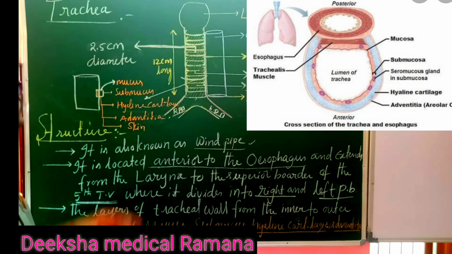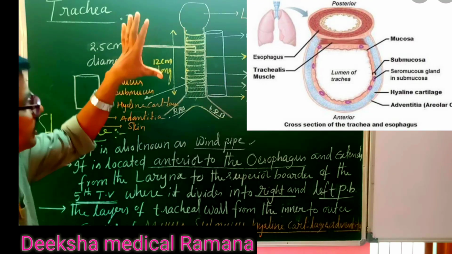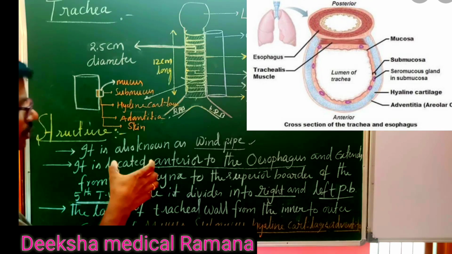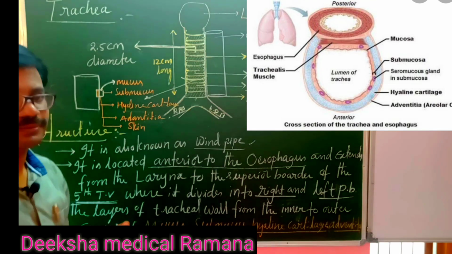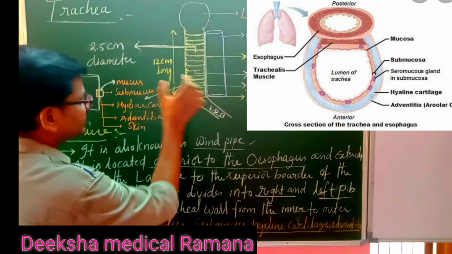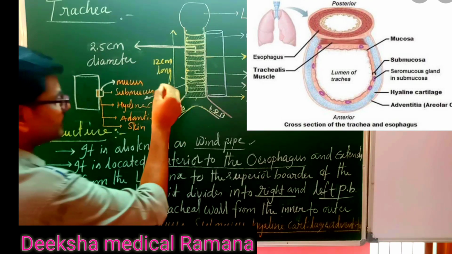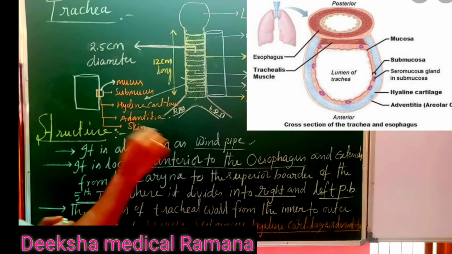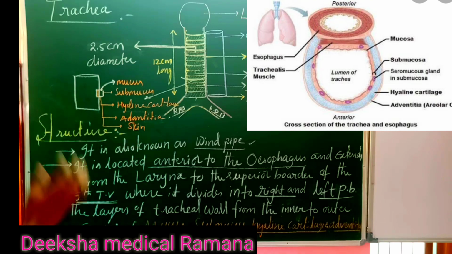So what is the function of this special hyaline cartilage in the trachea? The C-shaped cartilage is not complete, and due to this it gives support to the trachea. That is the first function. The second, very important one, is that it does not allow the trachea to collapse. It prevents the collapse of the trachea due to the presence of cartilaginous rings made up of hyaline cartilage. This is about the trachea, right?